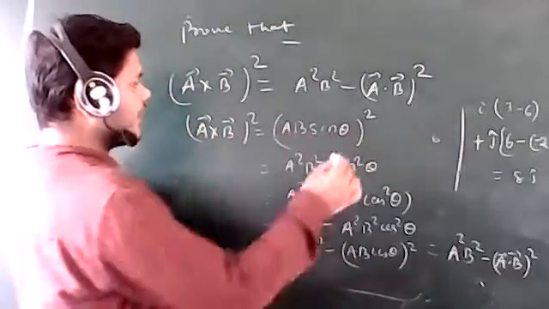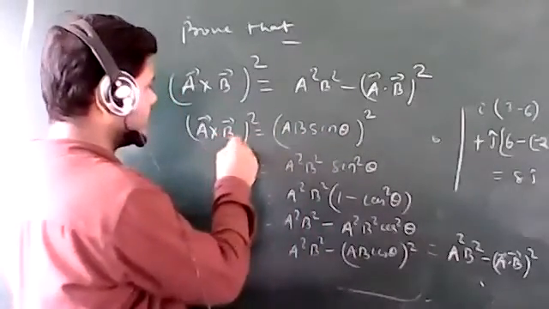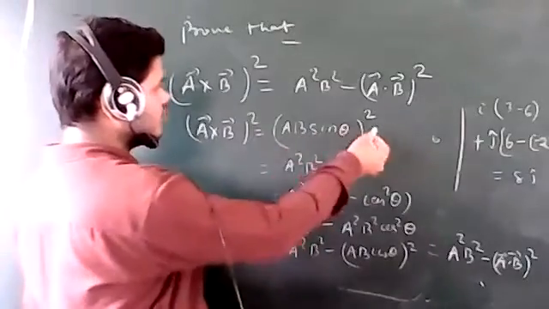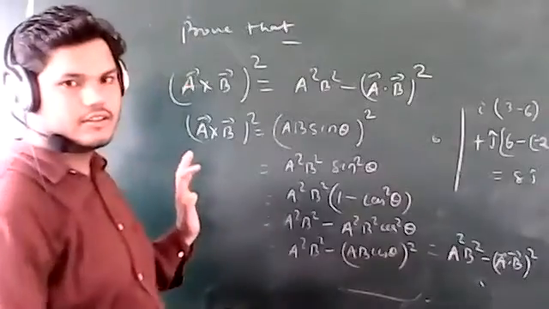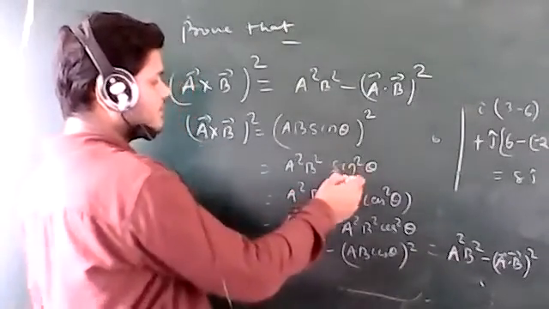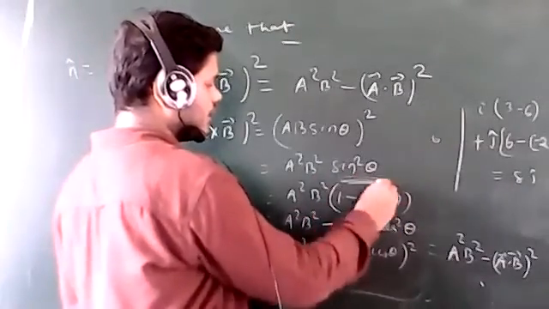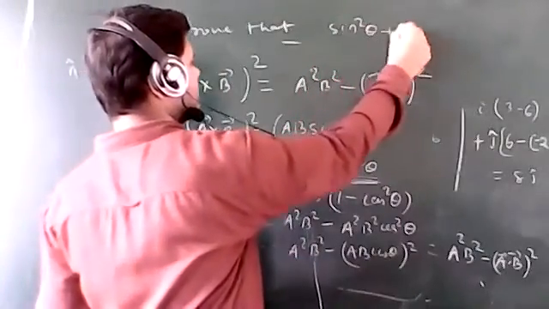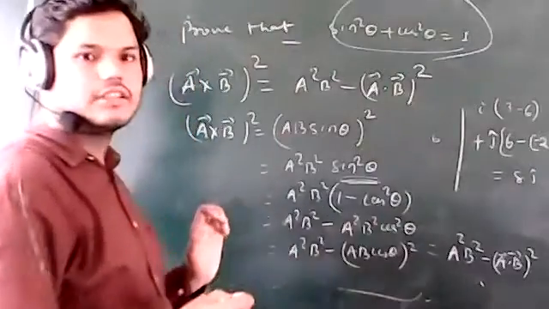And for AB sin theta square, in place of A cross B vector, you can write AB sin theta. If you are squaring this, that means A square B square sin square theta. Yes or no? So that means A square B square into, in place of sin square theta, we can write 1 minus cos square theta, because we know that sin square theta plus cos square theta equals 1.